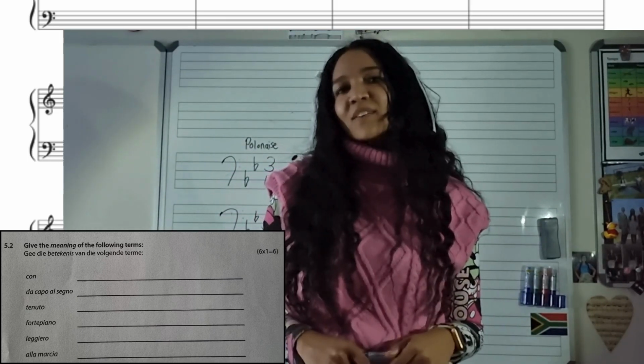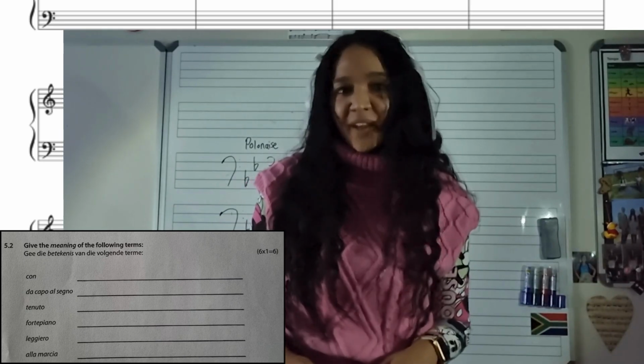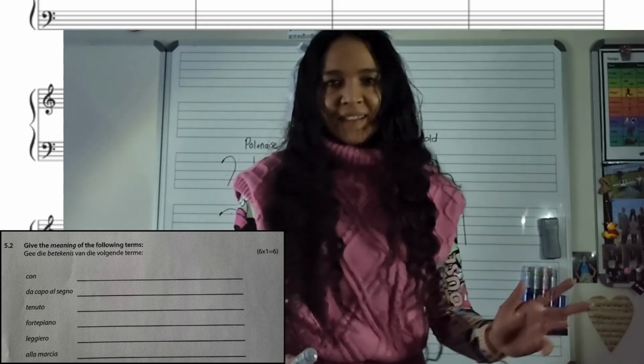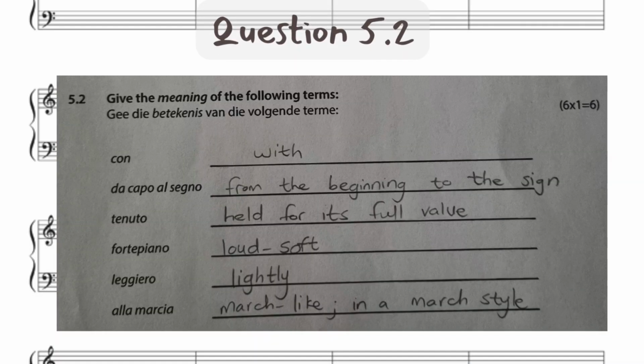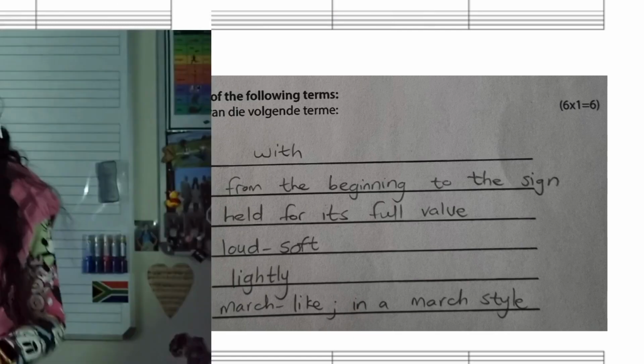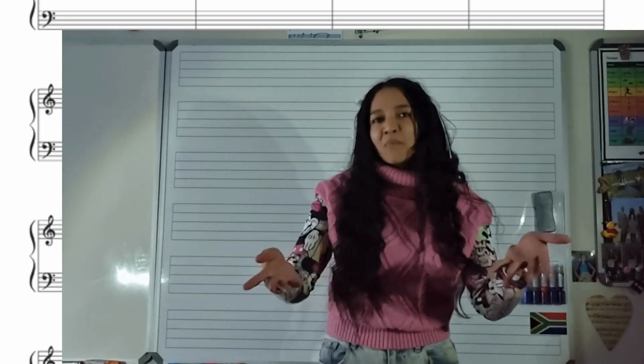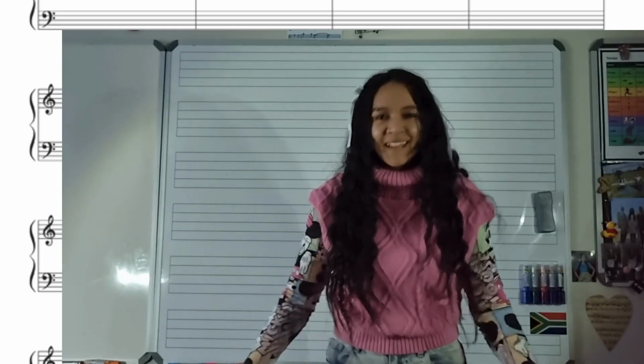And then the very last question of this entire paper actually is the term alla marcia, which is in the style of a march or march-like. So there we have it, the full October 2023 past paper for the UNISA Theory of Music Grade 2 level, and I hope that helps you with your preparation for your UNISA Theory exam.